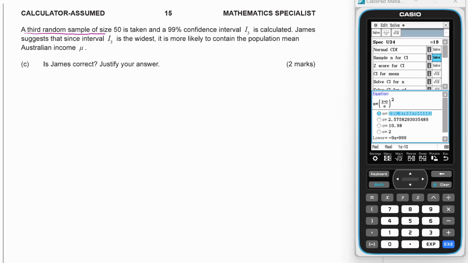A third random sample of size 50 is taken and a 99% confidence interval I3 is calculated. James suggests that since interval I3 is the widest, it is more likely to contain the population mean, Australian income, mu. Is he correct? Justify your answer.